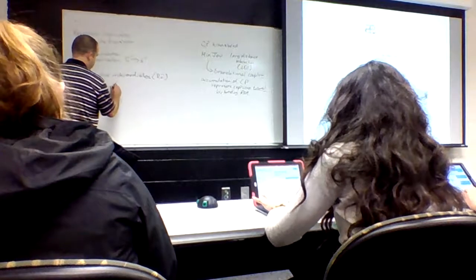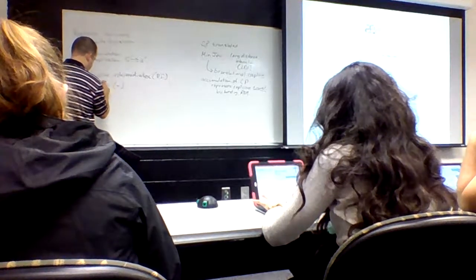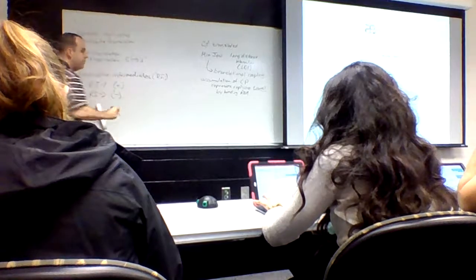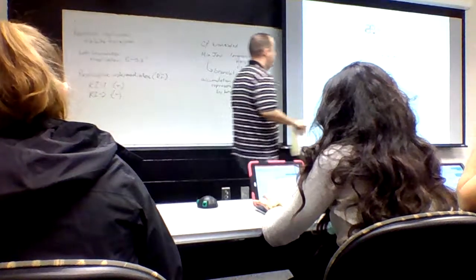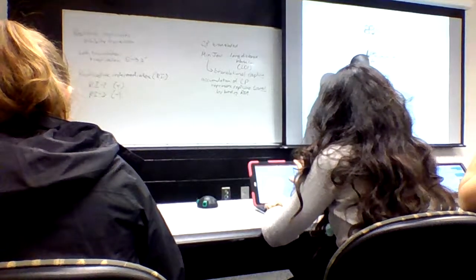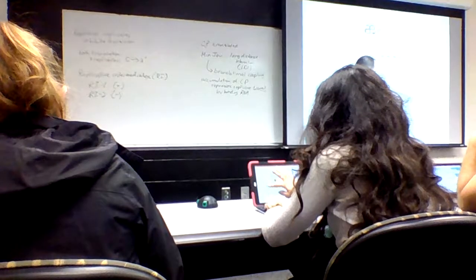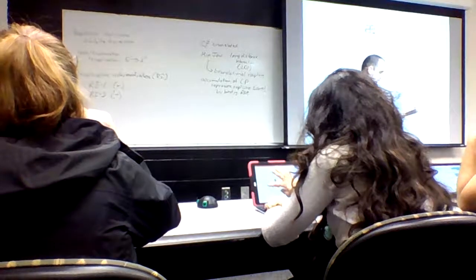Replicative intermediate 1 is the plus strand, and then the minus strand, relative to the template. Template here is the plus strand. This is replicative intermediate 1. The template here is the minus strand, and we're making plus. That's replicative intermediate 2.